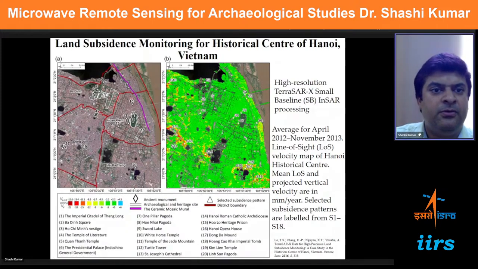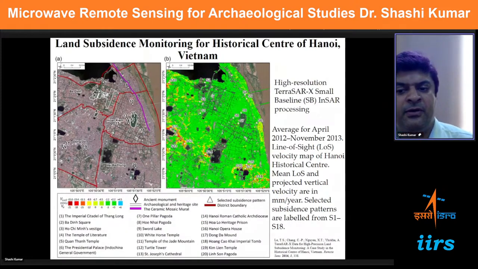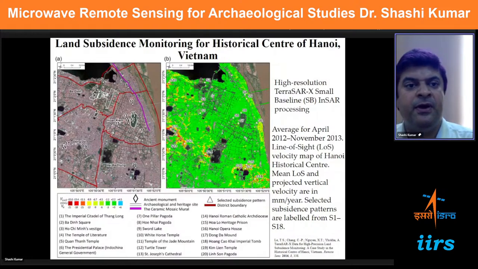Now, one study was also carried out by Lee T.S. Chang, in which they did land subsidence mapping for the historical center of Hanoi, Vietnam. There also they detected the subsidence. Here, the high rate of subsidence is detected in the red color. You can see the red color showing the high subsidence rate.